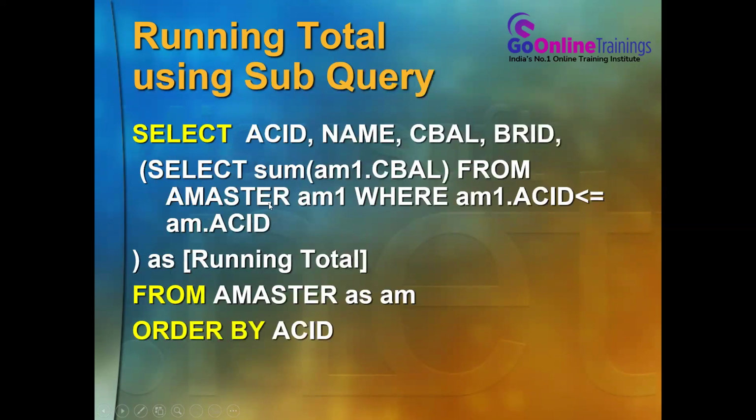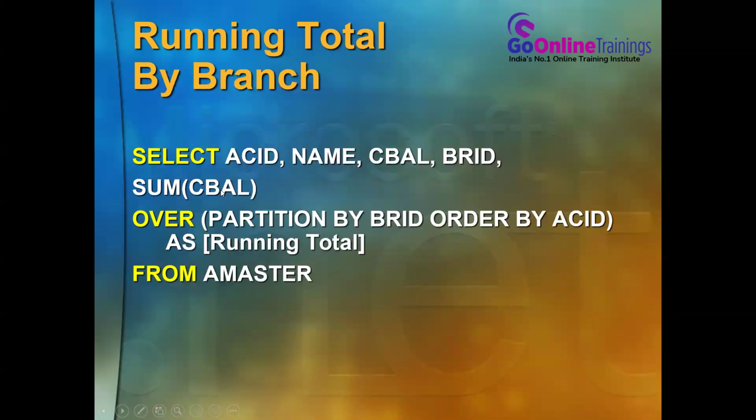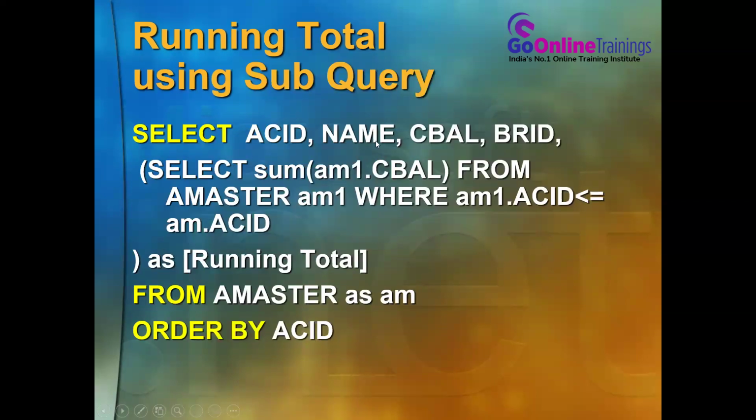Now, if you need running total, before window functions, over clause means window function. Before window functions, we were writing like this: select account ID, name, C balance, branch ID. A select clause, within that we write one more select clause. See how difficult it is. So this is a complicated query. I have taken this as AM and order by account ID. Then I'm writing one more select statement, select sum of AM1. What is AM1? So AM1 is this table. So this from account master AM1, very complicated.